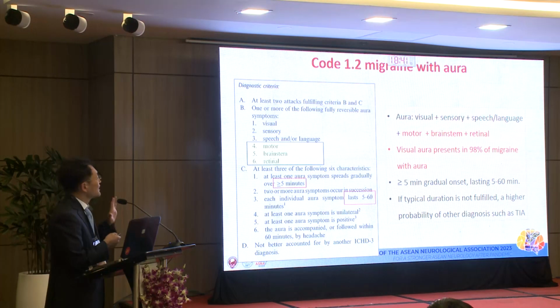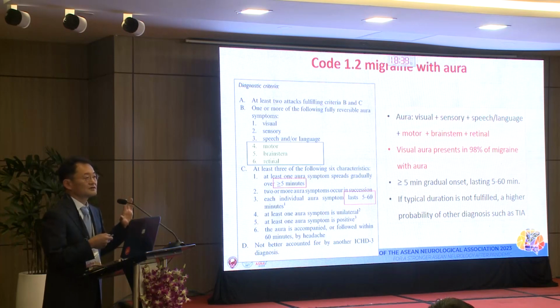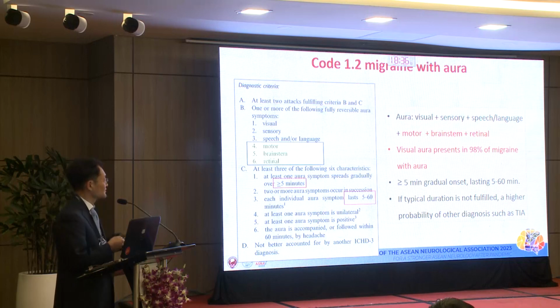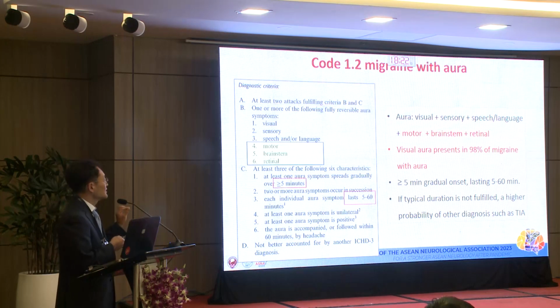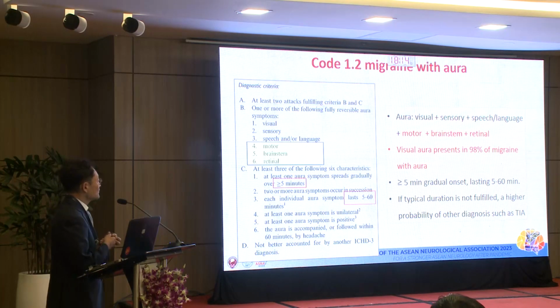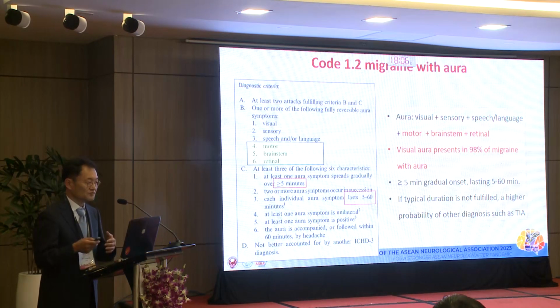For migraine with aura, ICHD-3 identified aura symptoms as 6 types: visual, sensory, speech, motor, brainstem, and retinal. The 3 of visual, sensory, and speech are classified as typical aura. However, motor, brainstem, and retinal aura symptoms are separately classified as hemiplegic migraine, migraine with brainstem aura, and retinal migraine. Visual aura is present in 98% of migraine with aura. Therefore, for migraine aura without visual symptoms, also consider other diagnoses.